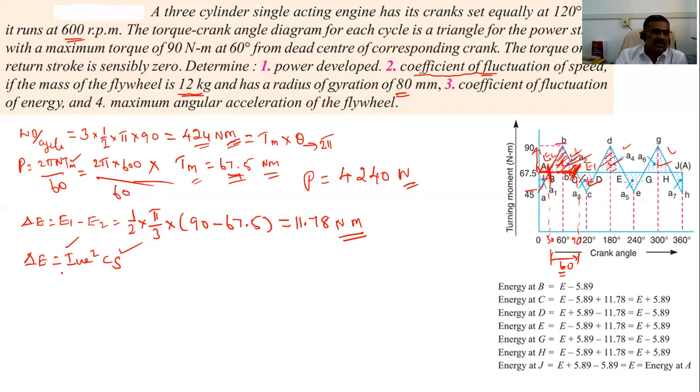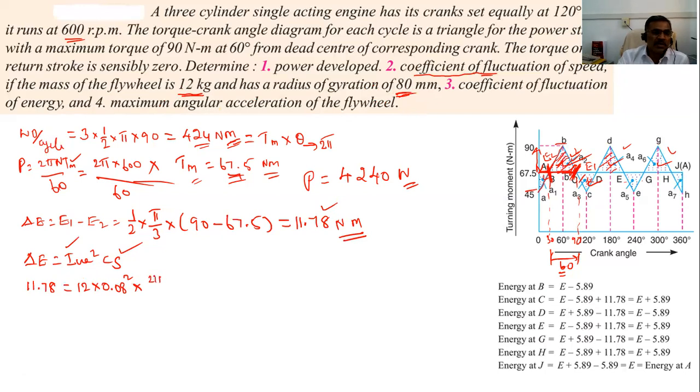If you substitute here, what is delta E? Delta E is equal to 11.78. That is equal to I, mk square, mass of the flywheel into radius of gyration. It is given in millimeter, you substitute in meter, 0.08. I omega square, mk square multiplied by omega square.